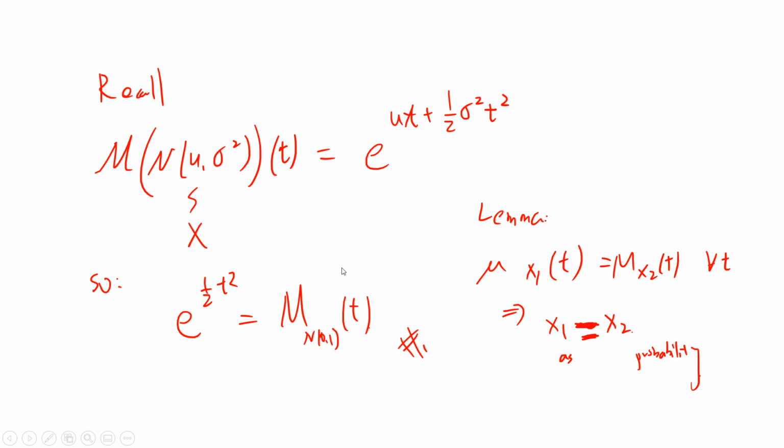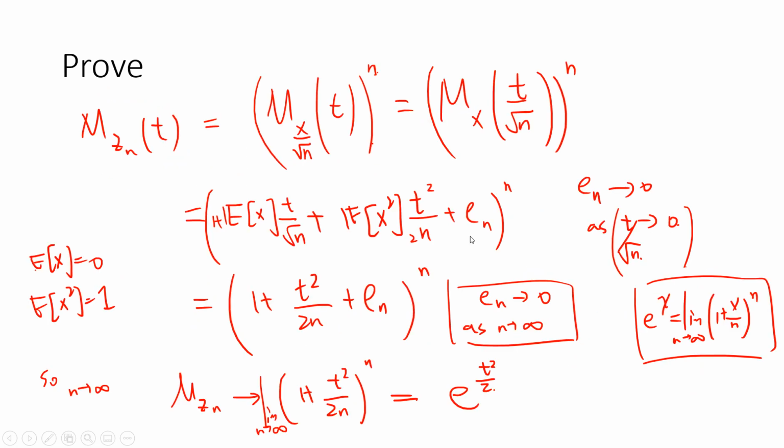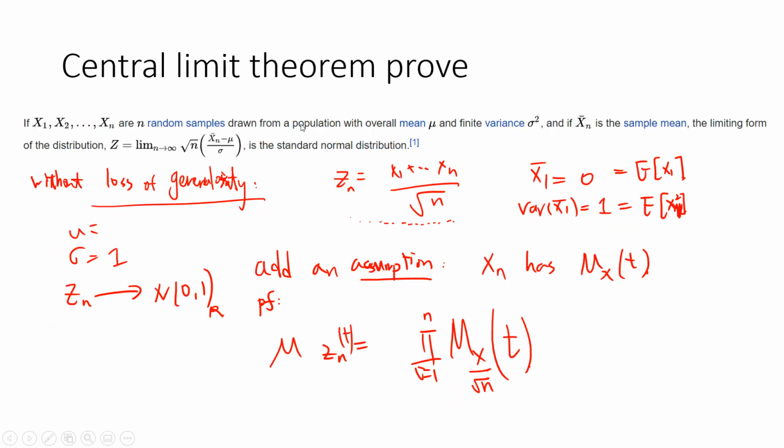So this proves it, but we need another lemma: if you have two probability distributions with the same moment generating function for all t, then they are the same probability distribution. To prove this, you may need some real analysis or some further very technical assumptions, so we will not talk about this. But this proof is maybe 99.9% accurate. So this is the proof idea of the central limit theorem.